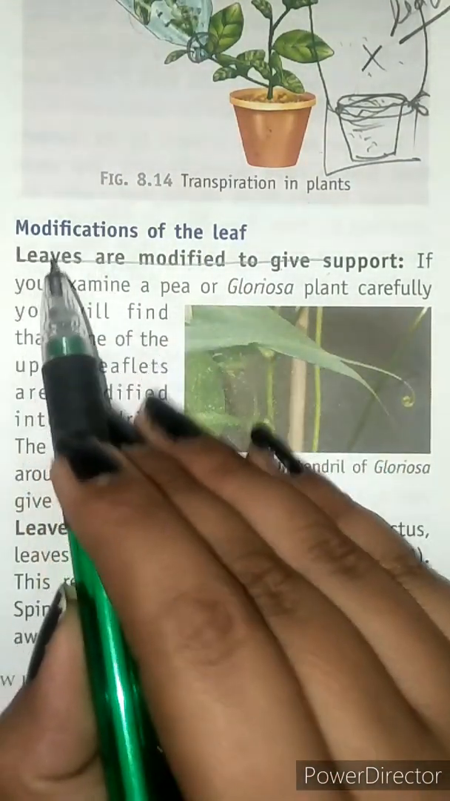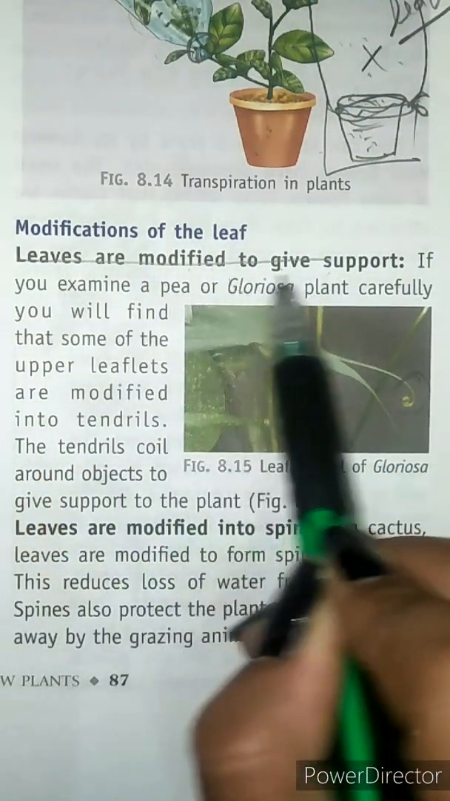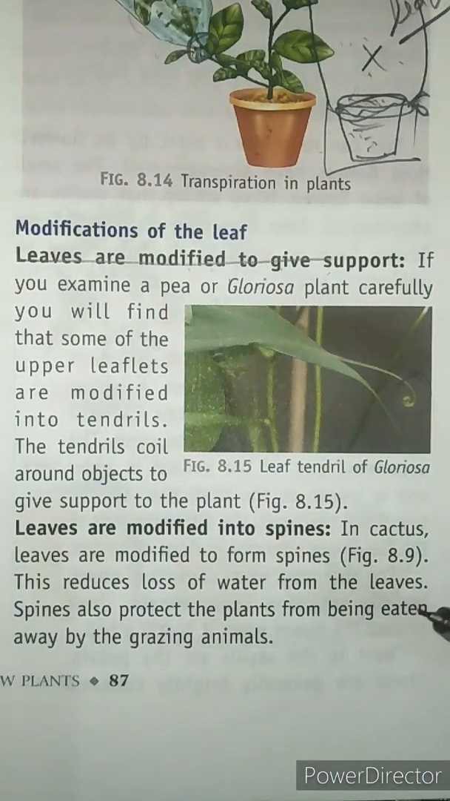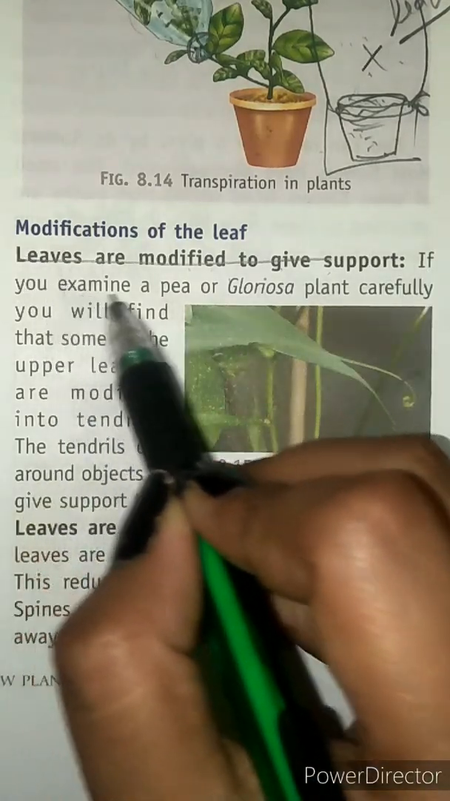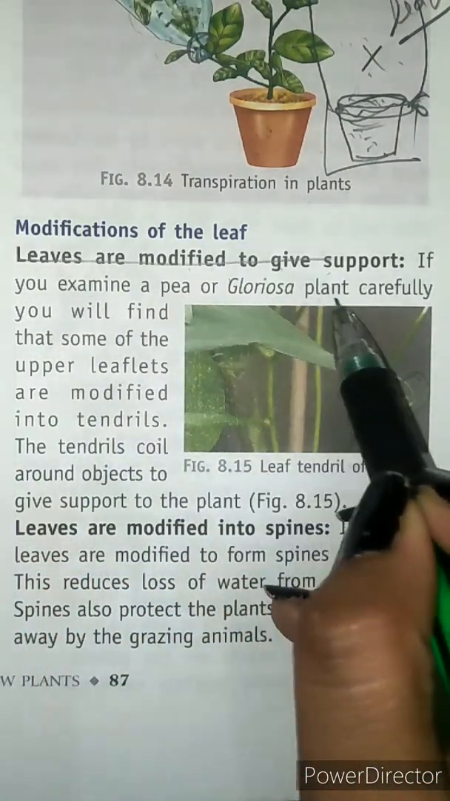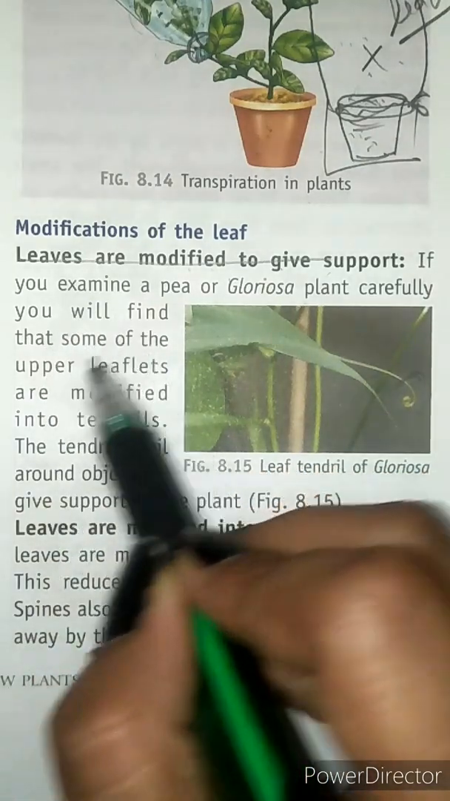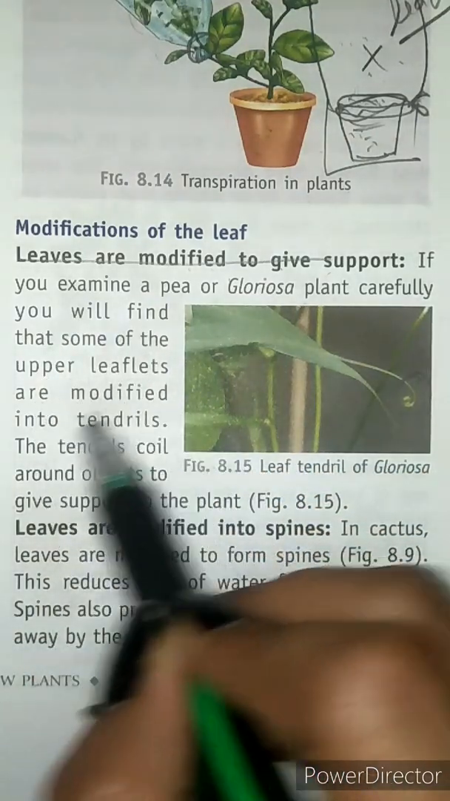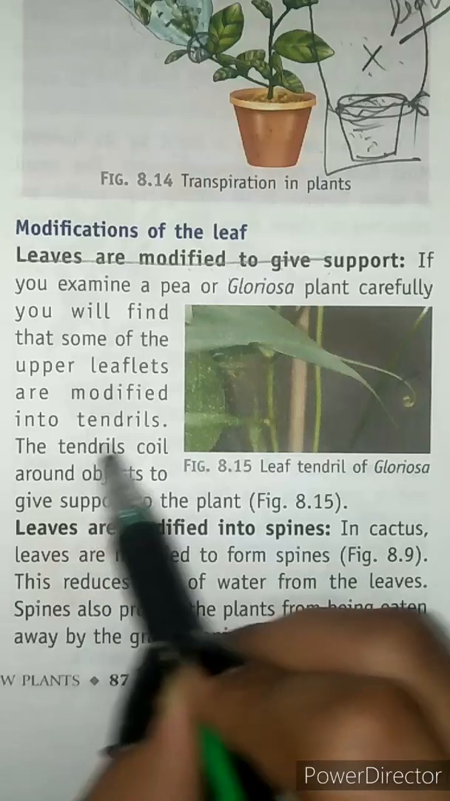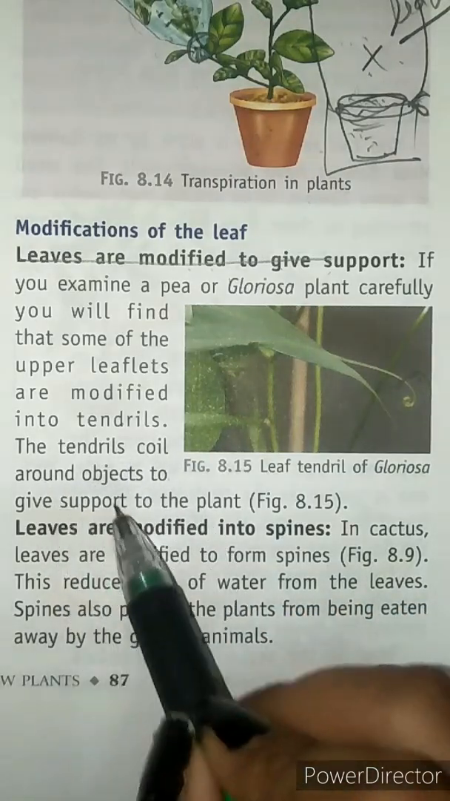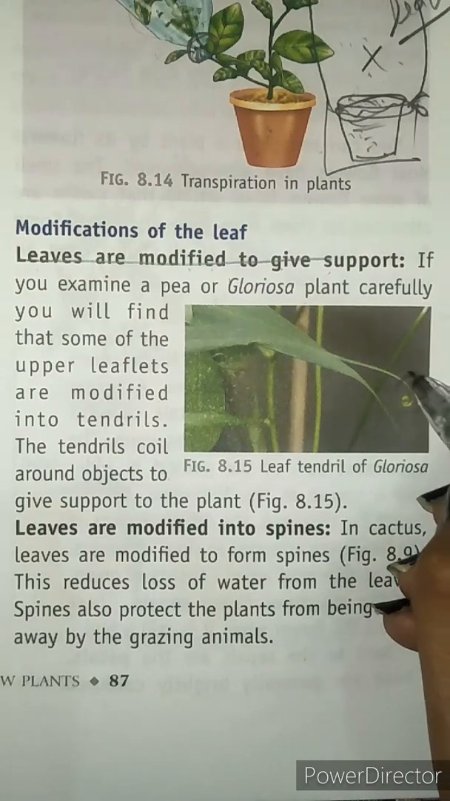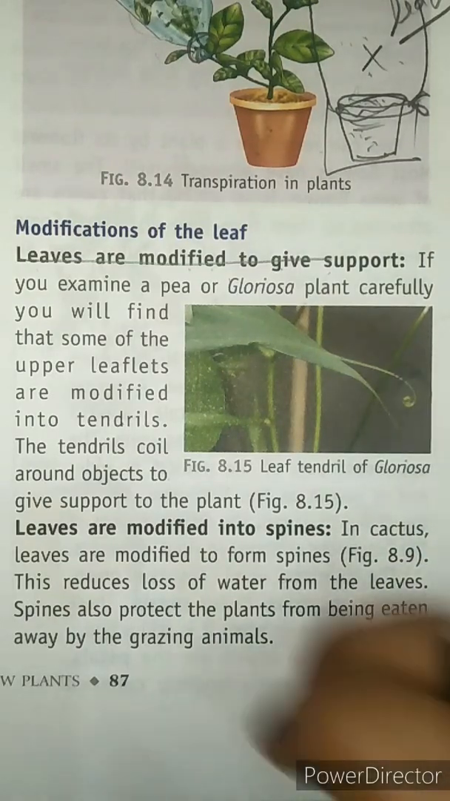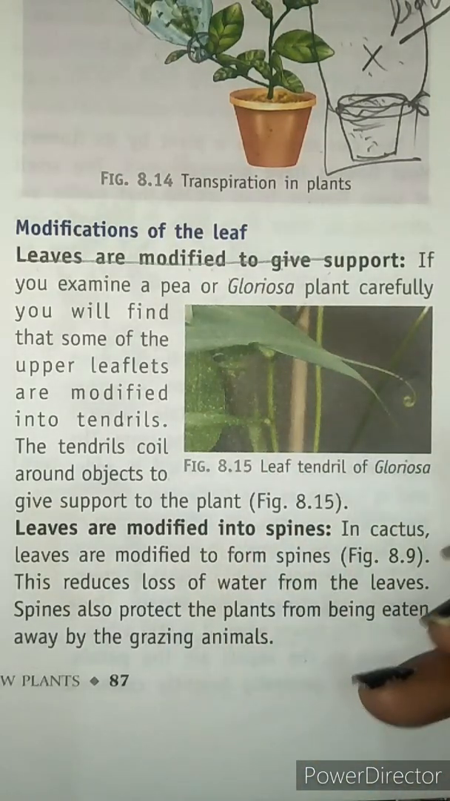The first one we have is leaves modified to give support. There are some leaves that give support to the plant. If you examine a pea or gloriosa plant carefully, you will find that some of the upper leaflets are modified into tendrils. The tendrils coil around objects to give support to the plant. So here are the tendrils. They are coiled in nature.